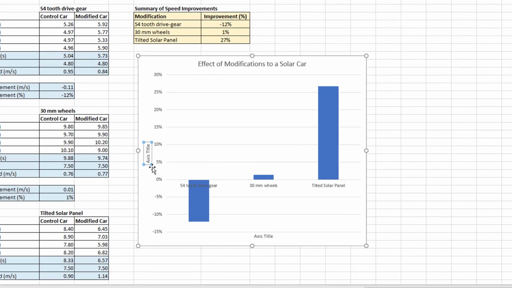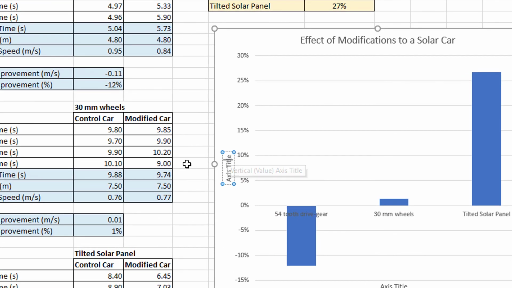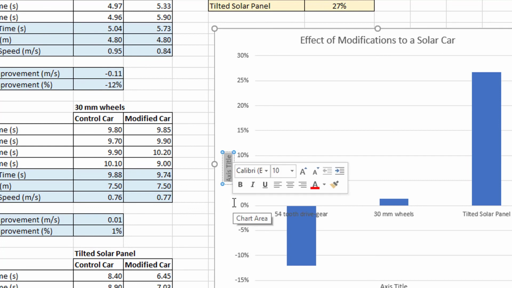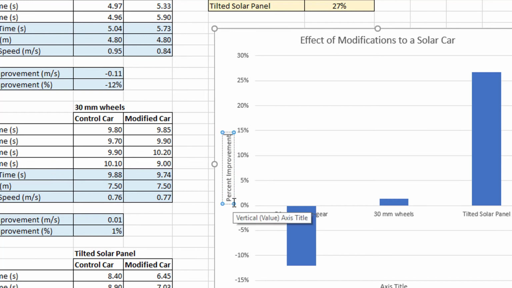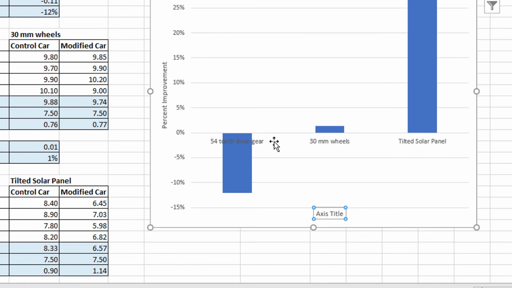Excellent. So this title here, if I click here and use my mouse, let's just delete all that, and instead I'm going to type percent improvement. So that's the improvement that my modification made. And actually, you know what, over here I don't think I need this title because I've got these labels already. So I'm going to click on that one there and delete.